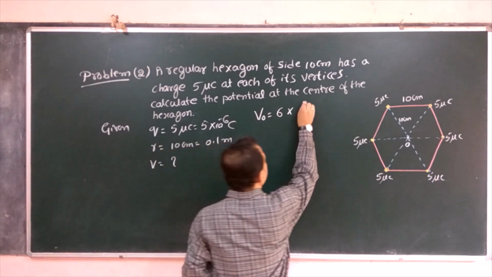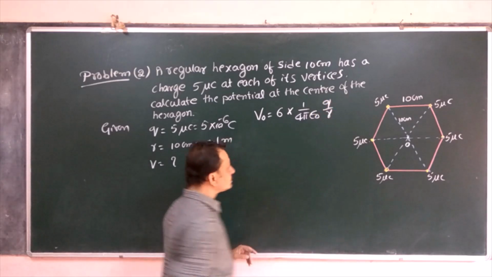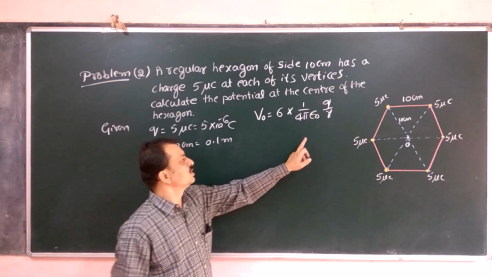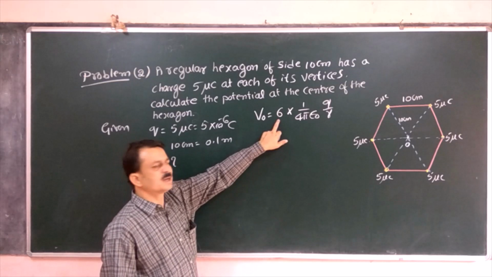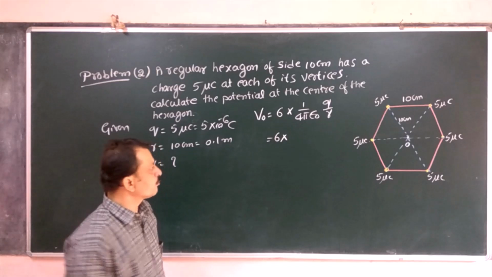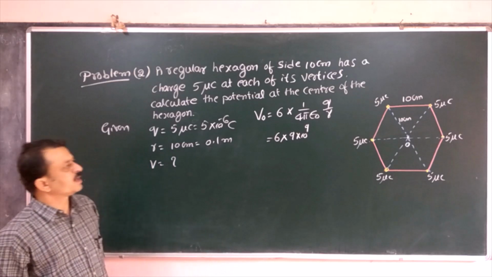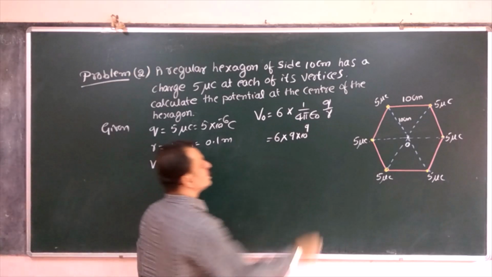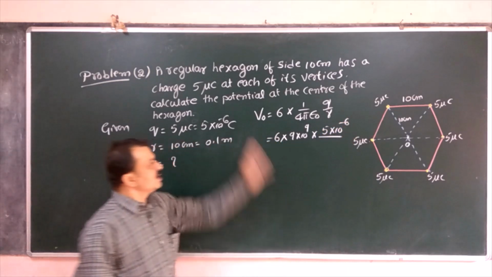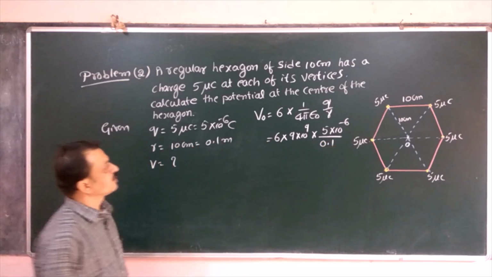Now let me write the general formula: 1 divided by 4 pi epsilon naught into Q by R. It is the expression for potential due to a single charge. But here, since there are 6 charges, we are multiplying it by 6. So that is equal to 6 into the value of 1 divided by 4 pi epsilon naught, we know it is 9 into 10 to the power of 9 Newton meter square per coulomb square, into the charge given, 5 into 10 to the power of minus 6, divided by the distance, 0.1. So let's simplify it slowly.